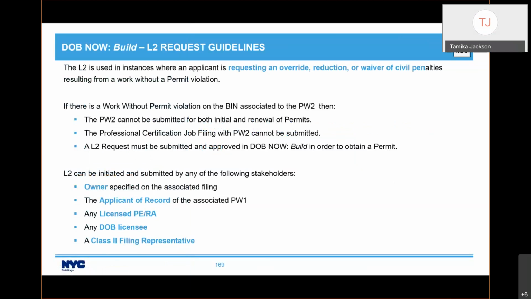If you have got an unpaid penalty fee, you can't request a work permit or submit a new job filing with Prof Cert review, as we discussed earlier in the LL 158/2017 section. Any of the following stakeholders can initiate and submit an L2. So the owner, applicant of record, licensed PE or RA, any DOB licensee, or a Class 2 filing rep.